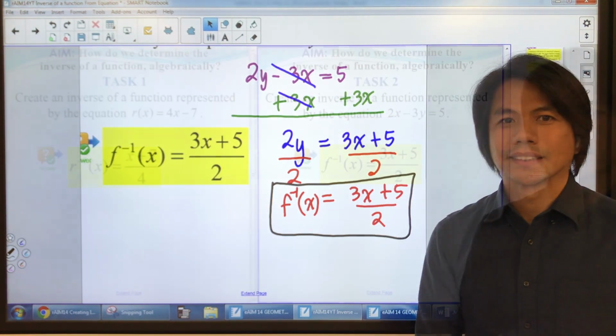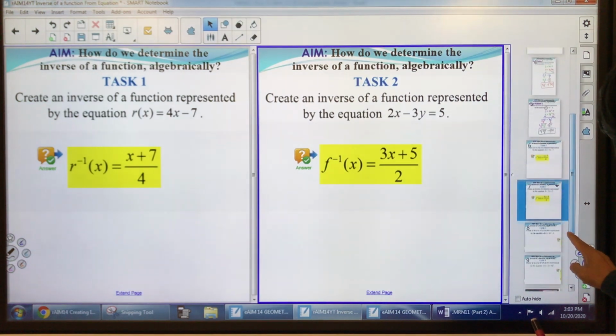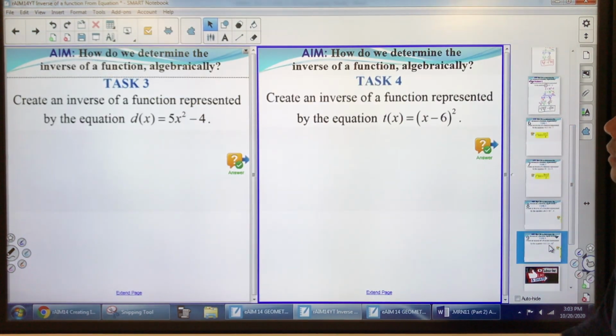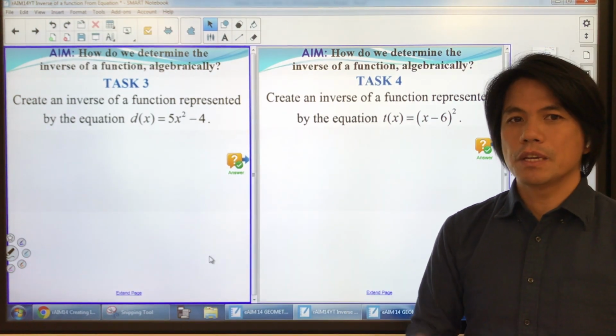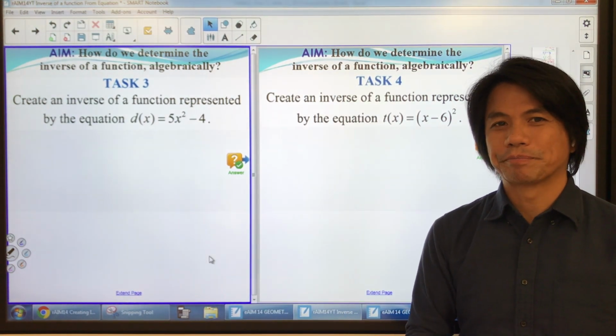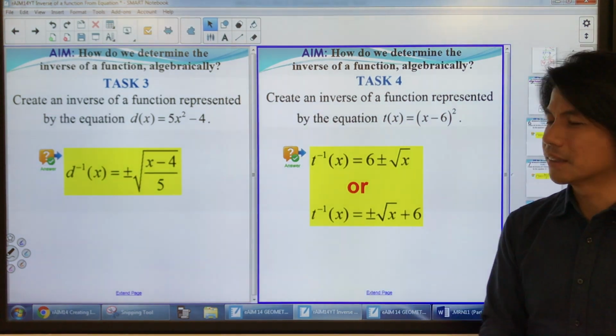Got it? Let's have another set of problems. Right here, same process. Pause your video, come back once you're done. Welcome back. I hope you got them both correct.